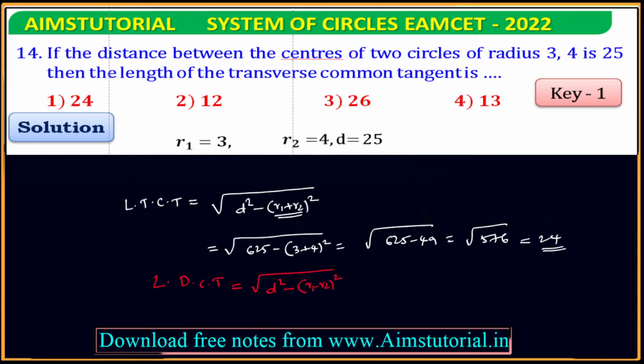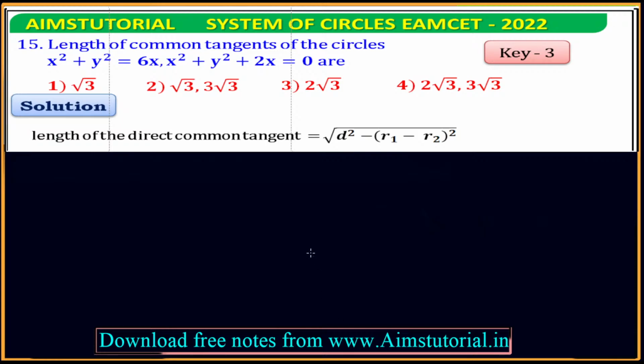Now question number 15. Length of common tangents of the given two circles. Here two circles are given. We have to find the length of the common tangent. Let's see here. Center of the first circle is, if you write minus 6 inside, so (3, 0), and radius is 3 itself. And center of the second circle is, if you take plus 2, so (-1, 0), radius is 1.